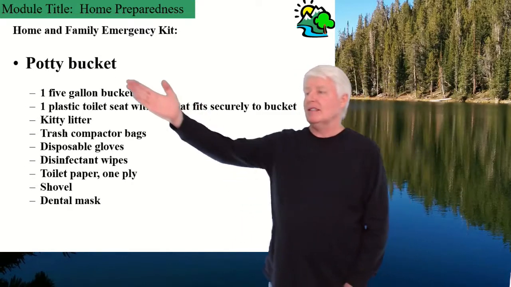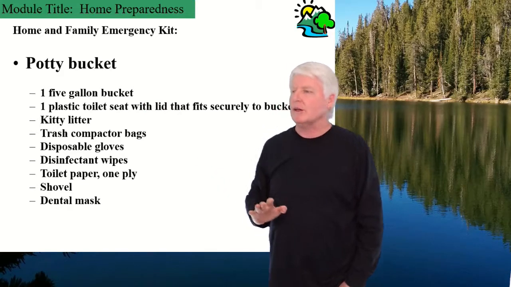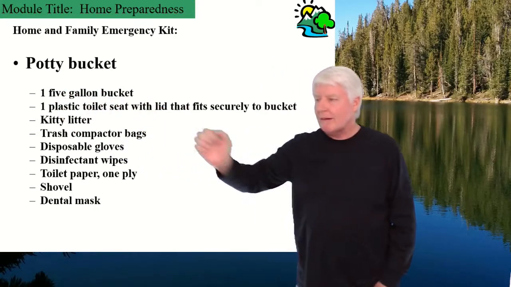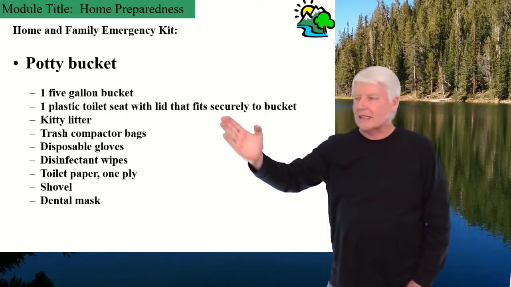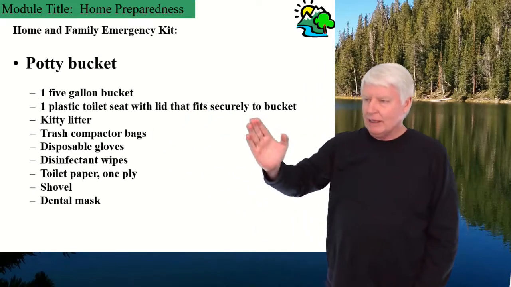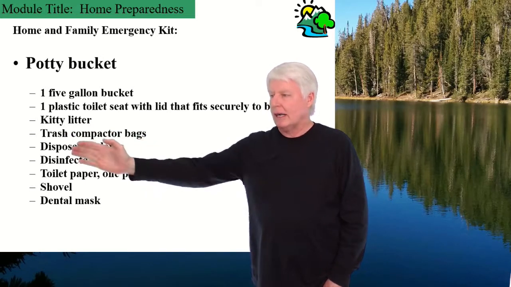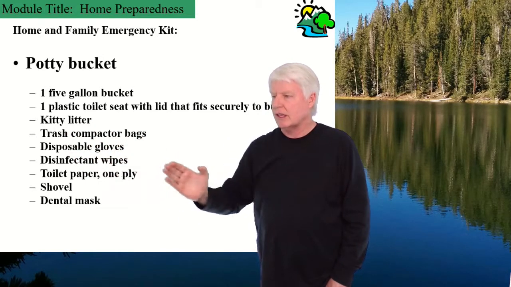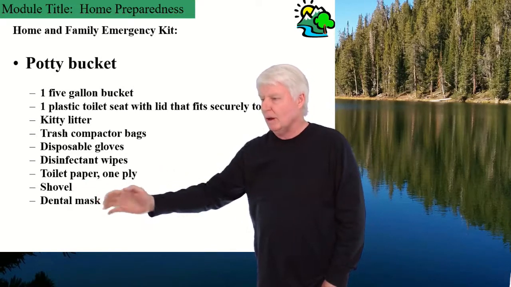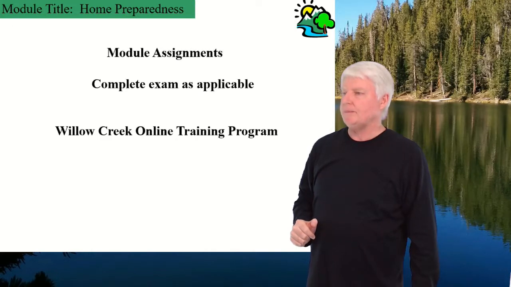Potty bucket. I've heard this thing called a lot of things in my life, but potty bucket wasn't the first one. Sounds like something my mother would call it. Here we go. Potty bucket. 1 5-gallon bucket. 1 plastic toilet seat with lid that fits securely. You can imagine you would definitely want it to fit securely to the bucket. Kitty litter, trash compactor bags, disposal gloves, disinfectant wipes, toilet paper, there it is again. 1-ply, shovel, and dental mask. There you go. Those are all important.